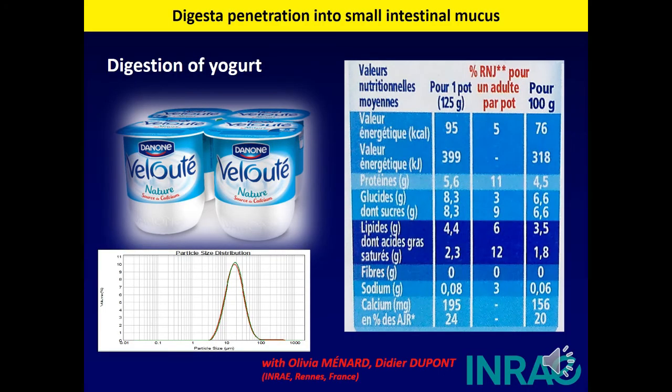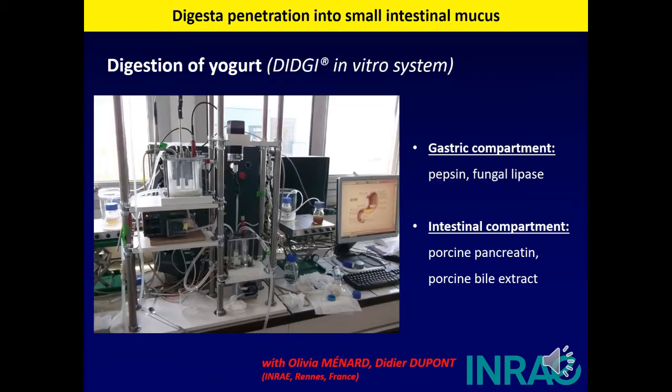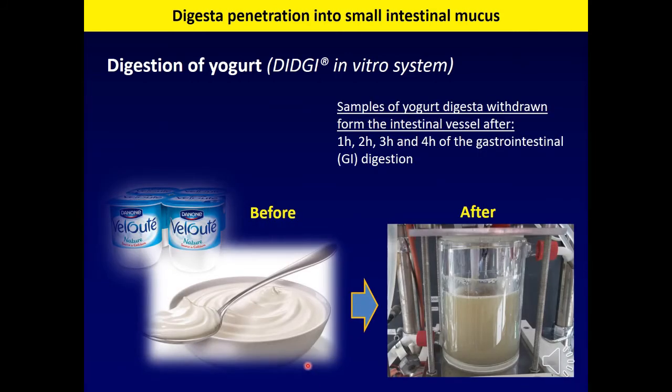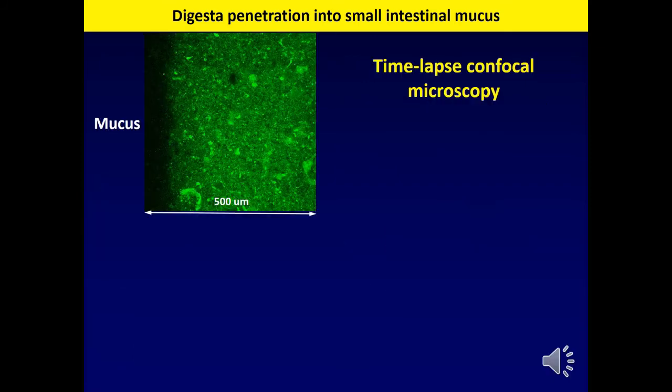In the next experiment I want to describe, a similar digesta dispersion was produced from a commercially available yogurt. The yogurt was digested in a dynamic in vitro model of gastric, followed by small intestinal digestion that simulated conditions of adult humans. Samples of digesta were removed from the small intestinal compartment after 1, 2, 3, and 4 hours of digestion. And then the penetration of digesta into porcine small intestinal mucus was measured using time-lapse confocal microscopy.